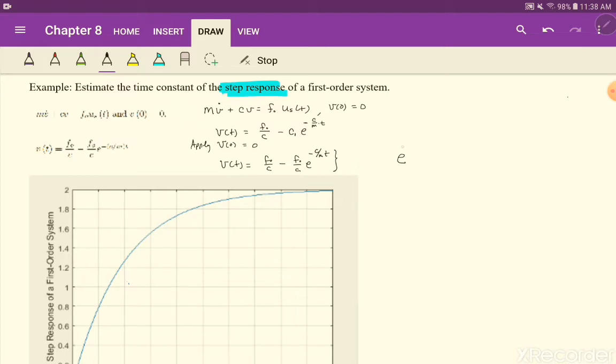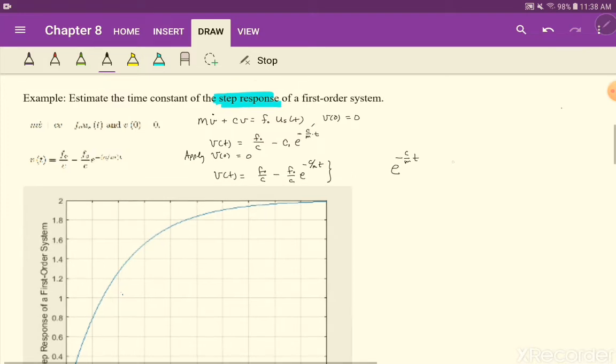You have e to the minus c over m t. And what you do is you multiply by f0 over c. What is it? It's magnification, right? You stretch the graph vertically, in the vertical direction. And then when you multiply by this, what happened? It starts with a reflection over the x-axis.